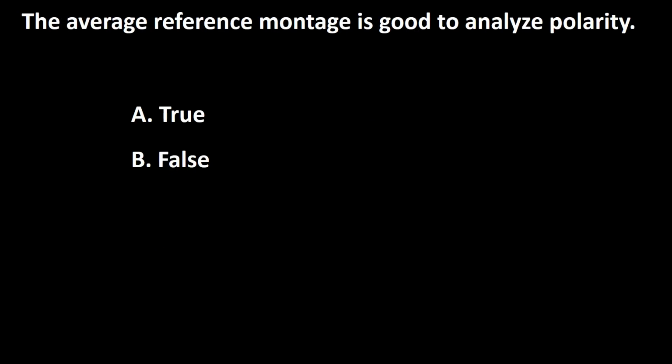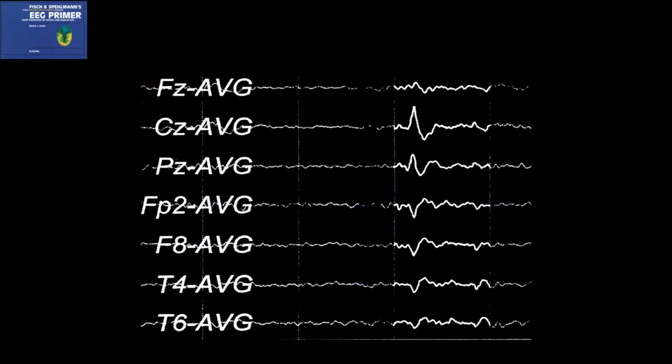Next question. The average reference montage is good to analyze polarity. A true, B false. In this frame, you can see an average reference montage. This montage is showing a negative wave at FC, at CC, and at PC. The maximal activity is arising from CC.